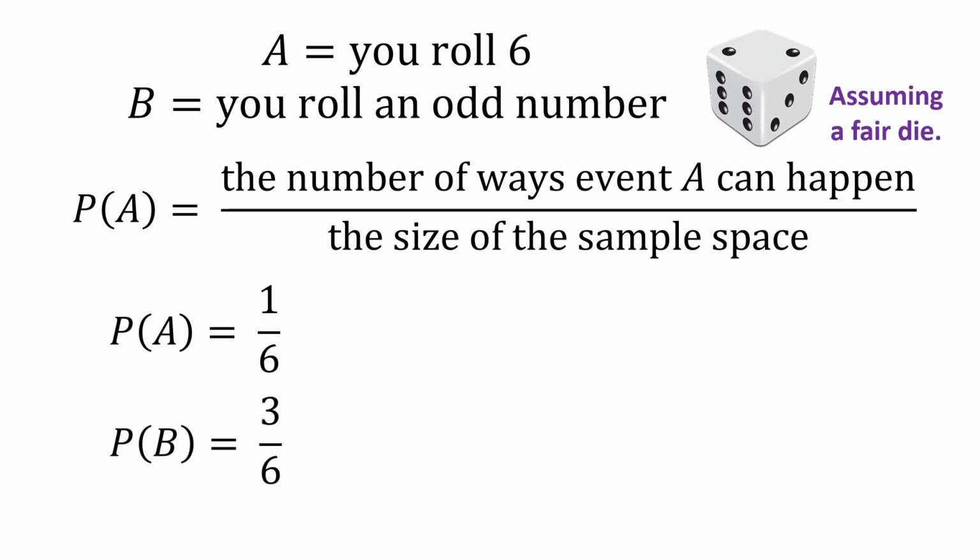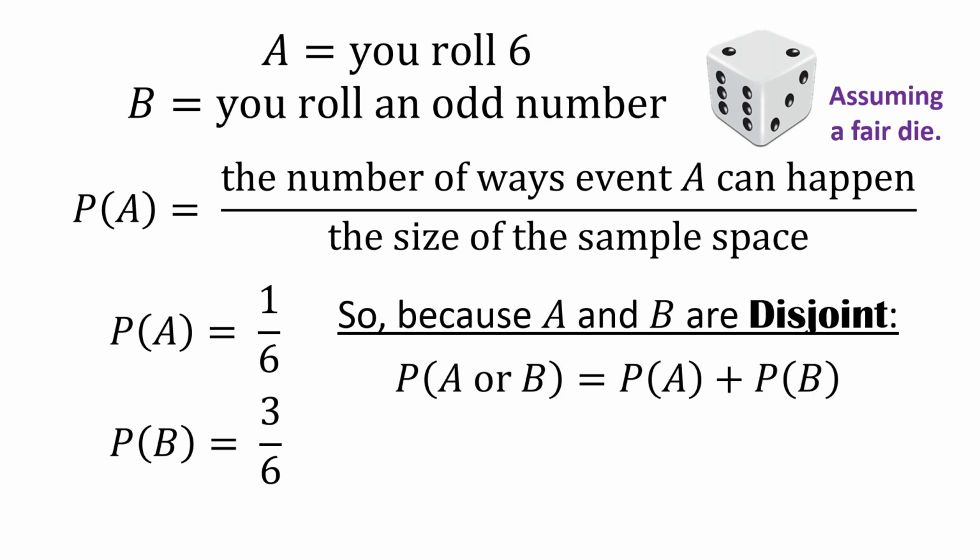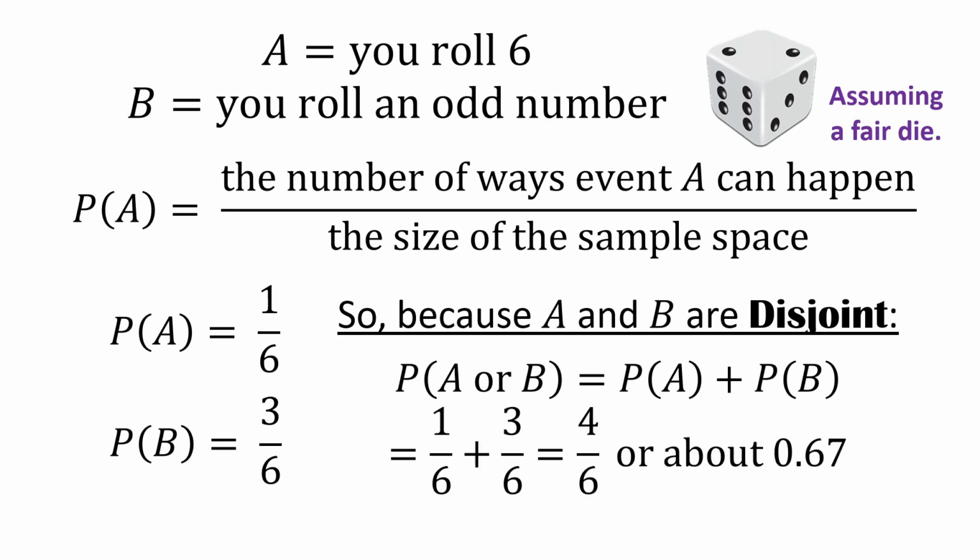The probability of B, well, to roll an odd number, there are 3 ways you can roll an odd number. You can roll 1, 3, or 5. So there are 3 ways, and there are 6 possible outcomes. The sample space has 6 things in it. So the probability of B is 3 divided by 6. And so now, because these events are disjoint, we can say the probability of A or B happening is just the sum of the 2 probabilities. And so that's about 0.67.